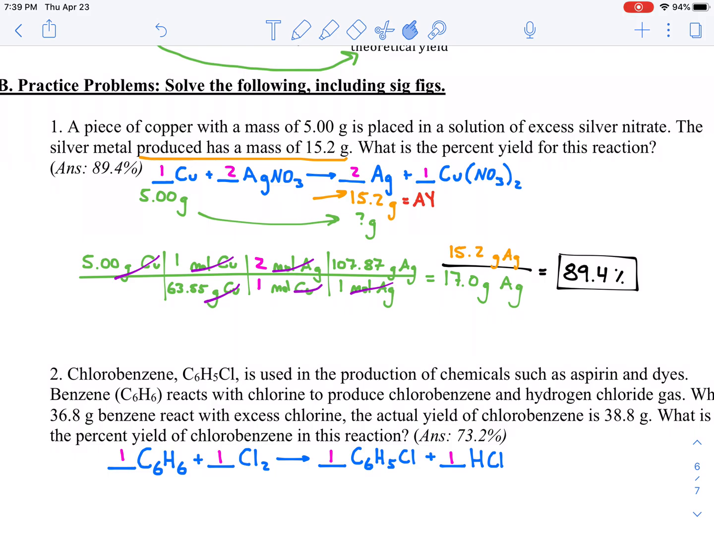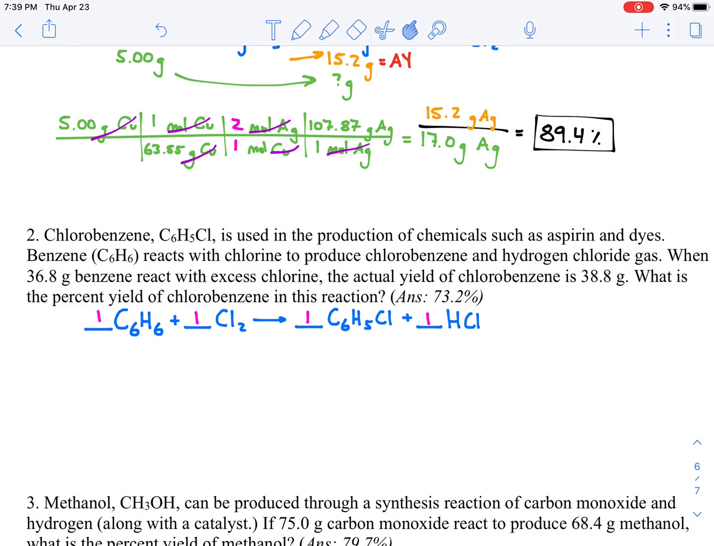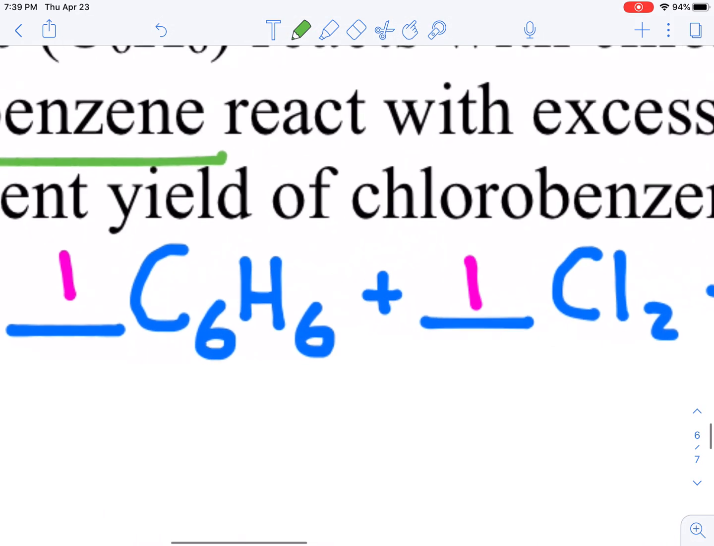All right, let's try again. We'll go a little bit quicker. We are producing this chlorobenzene in number 2. Here's what we're told. We're starting out with 36.8 grams of benzene.